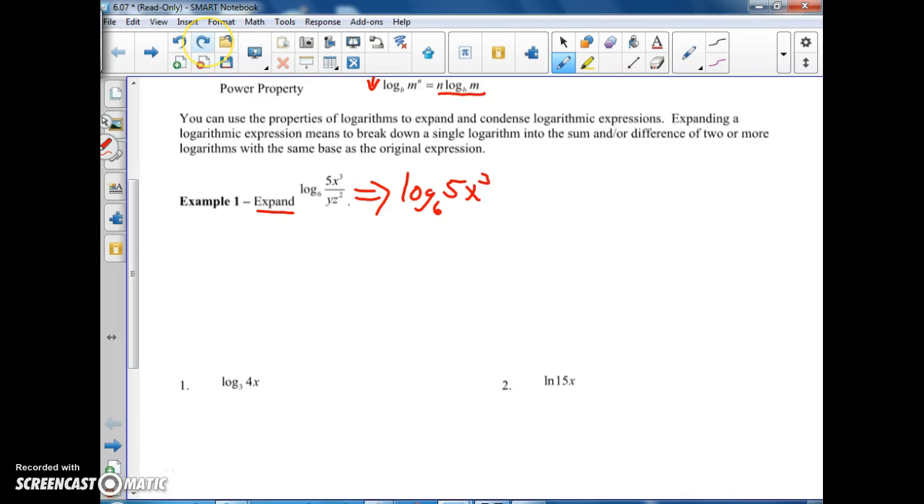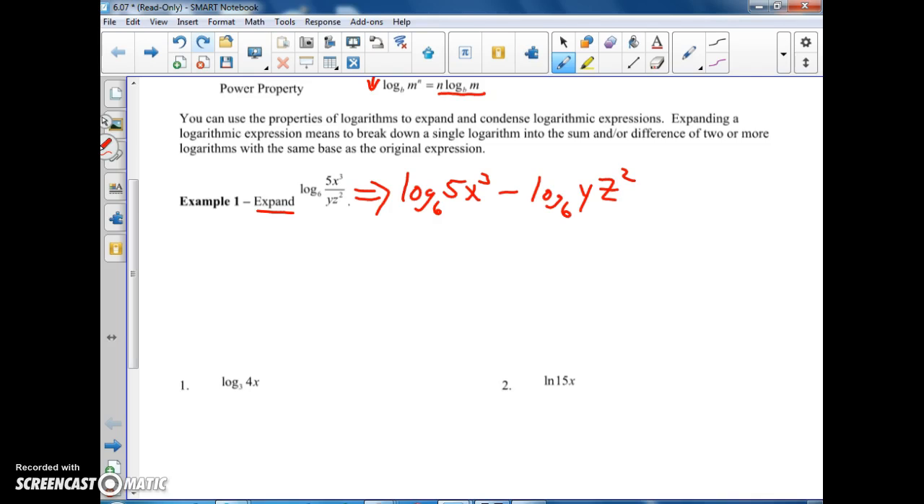Log 6 of 5x cubed minus log 6 of yz squared. So subtract them first. No, we're not solving yet. That's going to come in a future lesson. We're just learning how to manipulate it right now. The solving comes later. Nope, that's not it. Okay, now it looks like you hope it is, but it's not.